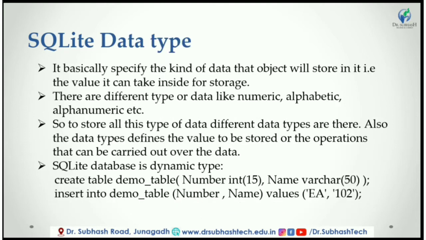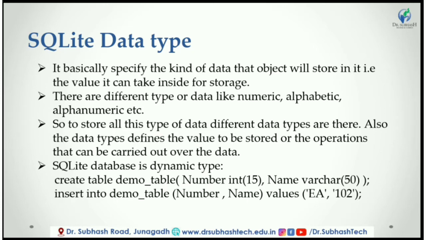So next is SQLite data type. A data type in SQLite basically specifies the kind of data that an object will store, meaning the values it can take for storage. There are different types of data like numeric, alphabetic, alphanumeric, etc. So to store all these types of data, different data types are there. Also, the data type defines the value to be stored or the operation that can be carried out over the data.